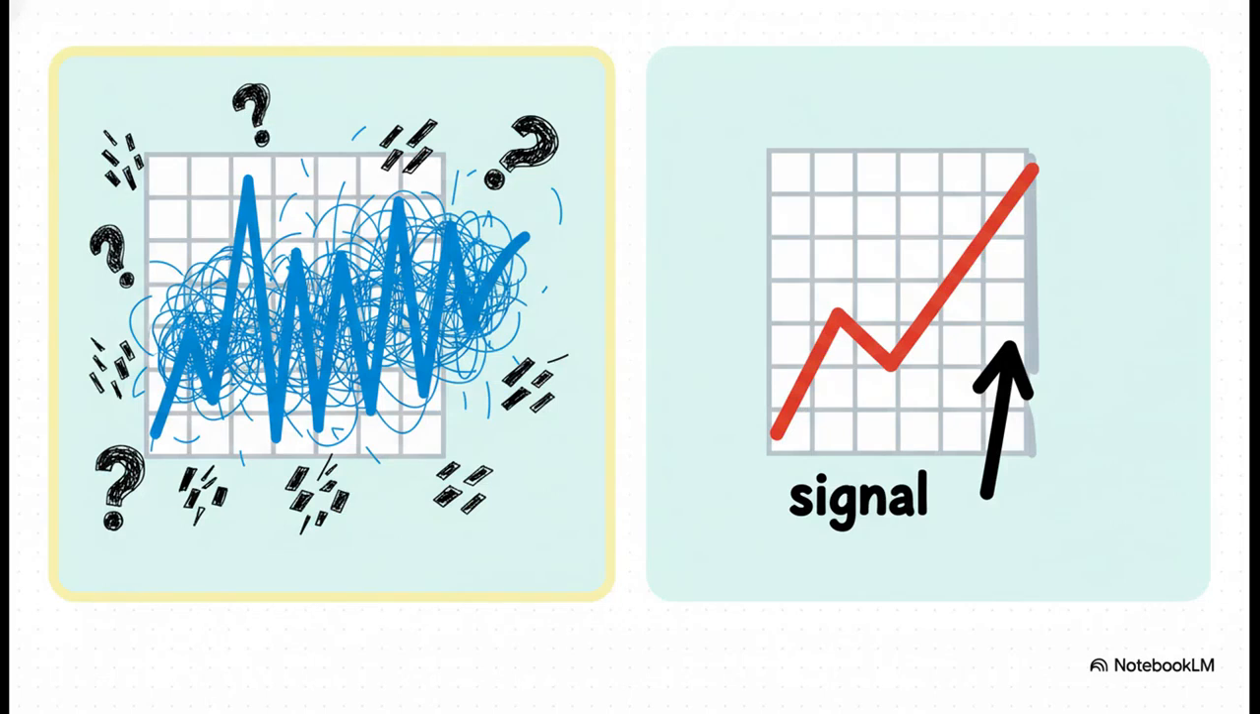And this is the magic of it right here. On the left, you've got that messy, noisy data we were just looking at. But on the right, look at that. After we apply a moving average, we get this beautiful, smooth line that shows us the actual trend. We've essentially just filtered out all the junk to find the important signal.